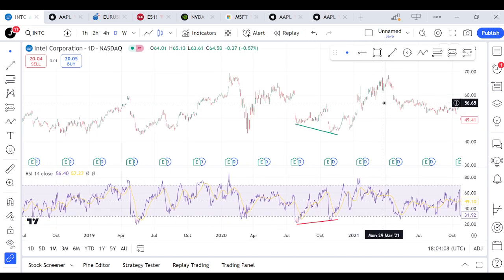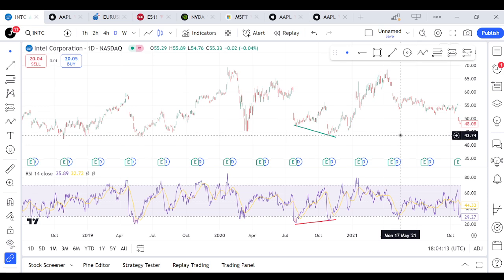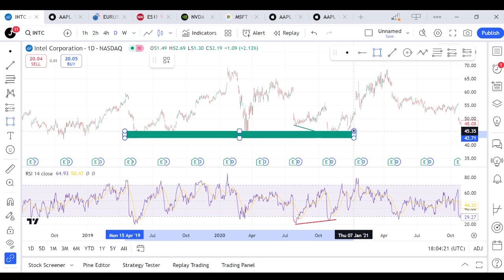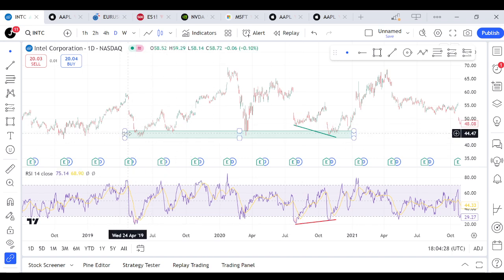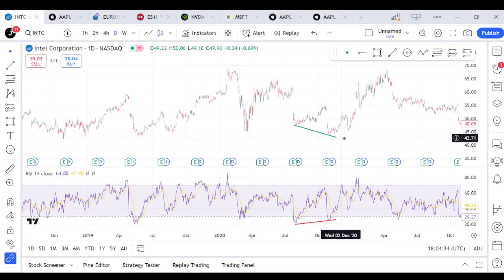Remember to always trade in line with the direction of the entire trend, and also from key support and resistance levels. As you can see right here, this is a key support level already, and we are having this bullish divergence. So this would have made a wonderful trade around this area. But we're not talking about that. We're focusing on the divergence.